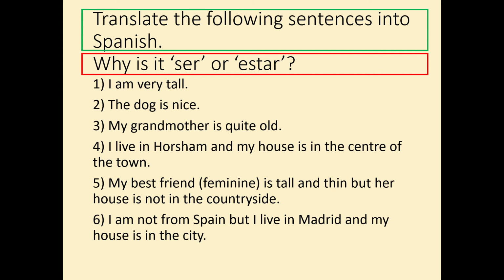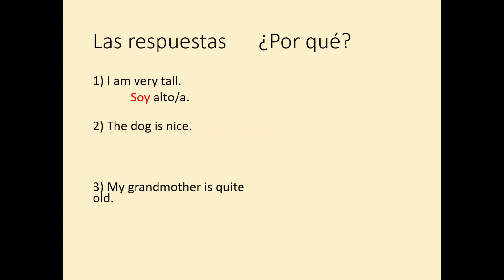Okay, the answers are as follows. So on the left-hand side, you've got las respuestas, and on the right-hand side, you've got por qué, meaning why. So I am very tall. You are going to be able to write soy alto or alta, depending if you're a boy or a girl. And the reason why we are using ser is because we're describing a characteristic.